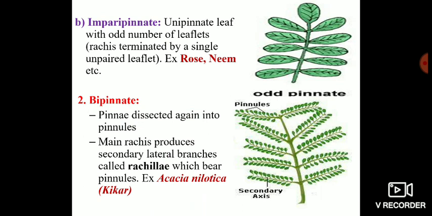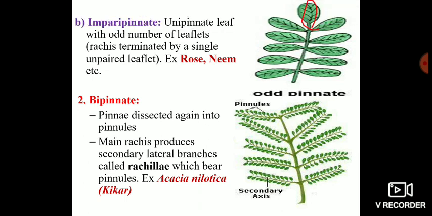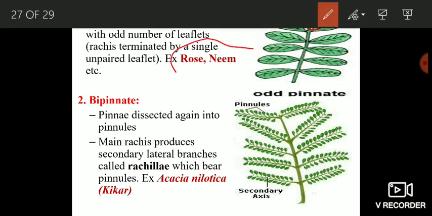Now the second type is imparipinnate. We are discussing the unipinnate type, which has two types, paripinnate and imparipinnate. In imparipinnate type, you have an odd number of leaflets. Here you can see at the tip you do not have the leaves arising in pairs. Instead you have a single leaflet. This is known as imparipinnate. Examples are rose and neem.